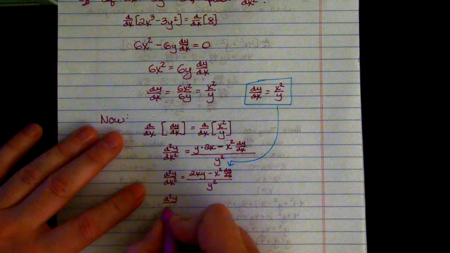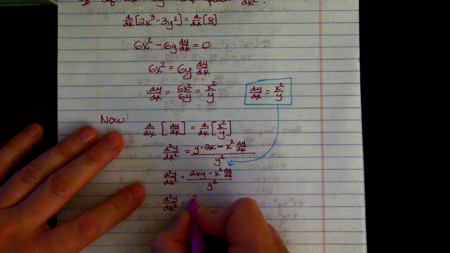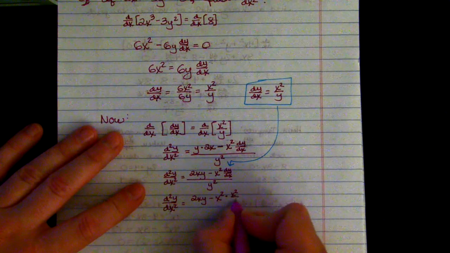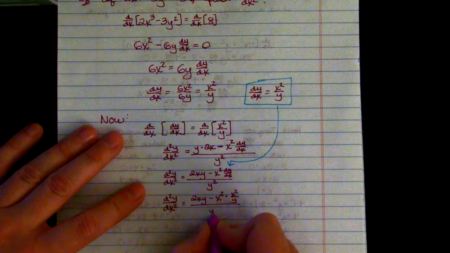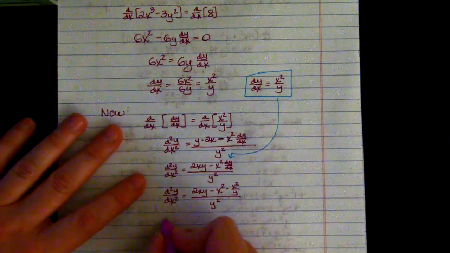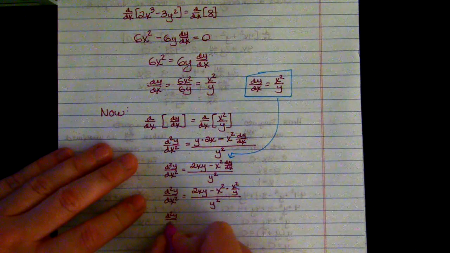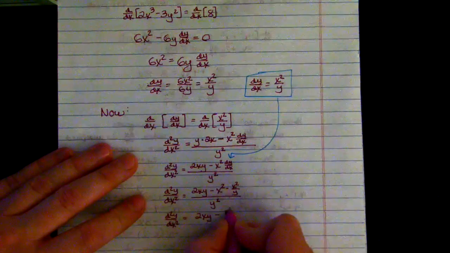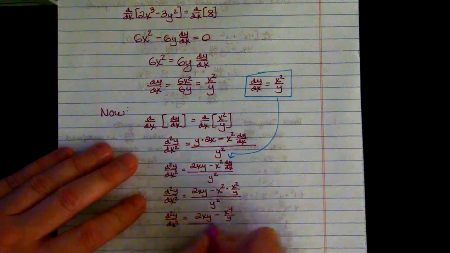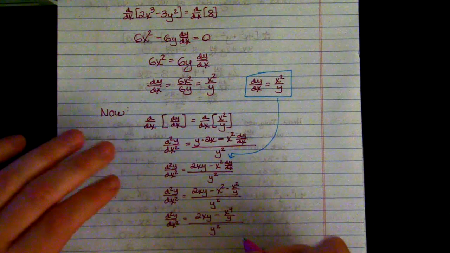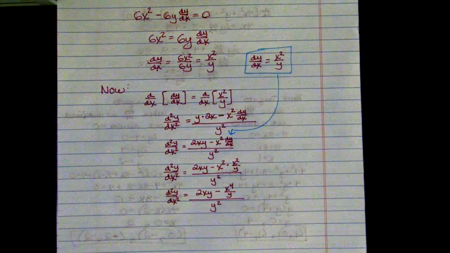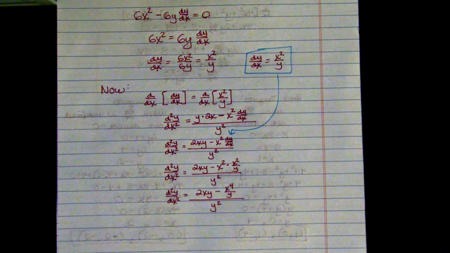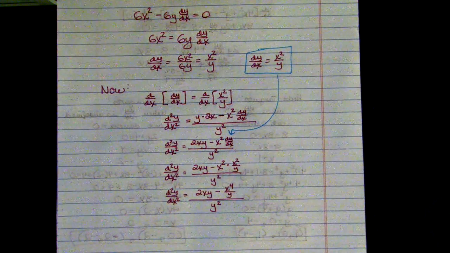I'm going to get d squared y dx squared equals 2xy minus x squared times x squared over y, all over y squared. This gives me a second derivative of 2xy minus x to the fourth over y, all over y squared. I'm not okay, though, with fractions inside fractions. See if you can take a moment, multiply the top and bottom by something to get rid of your fractions inside fractions.